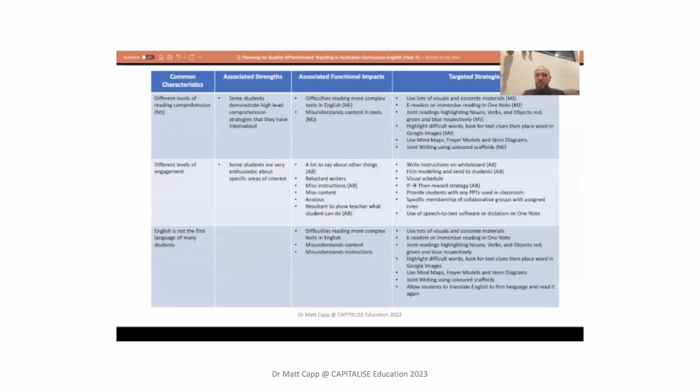OneNote. For kids for whom English is not their first language, and so they struggle with those more complex texts in English and misunderstand content and instructions, we could once again look at very similar characteristics to those students who struggle with reading comprehension. So what that means is we're not doing 30 different things for 30 different students. We're actually identifying what are those targeted teaching strategies that we could use to support our learners. The only difference for students for whom English isn't a first language, we could actually allow them in OneNote to take an English text, convert it to their first language, read it, and then come back to English to help clarify that understanding.